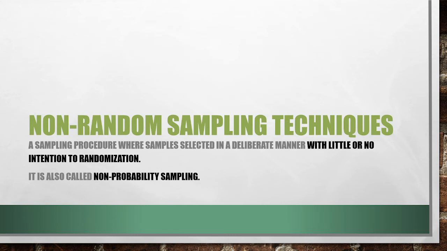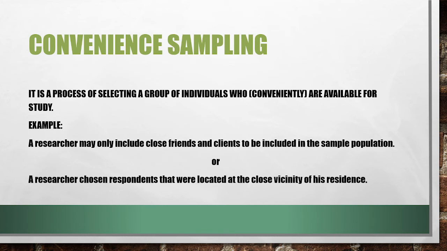So, you have a small group, then you will be just getting a small sample of that, then your study will have a problem. So, that is why we have what we call non-random sampling techniques, wherein through these techniques, our study will have more substance, especially when our samples are small. So one example of this non-random sampling technique is convenient sampling.